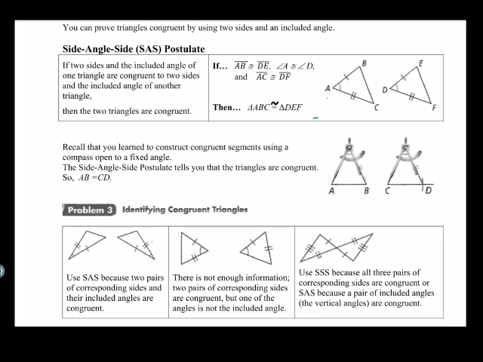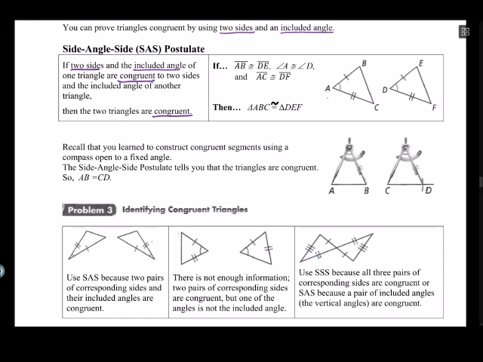We are going to prove triangle congruence in this lesson by using two sides and an included angle, thus the side angle side postulate. This says that if two sides and the included angle of one triangle are congruent to two sides and the included angle of another triangle, then our triangles are going to be congruent. This is convenient because now we don't have to have all parts congruent, all angles and all sides. We can have simply two sides and the included angle, and then we can say our triangles are congruent.